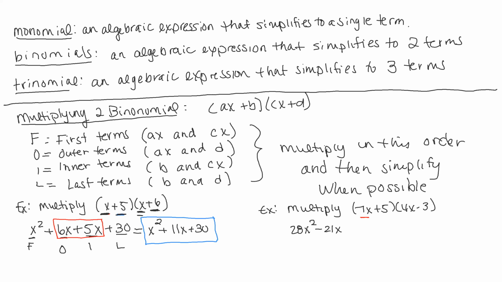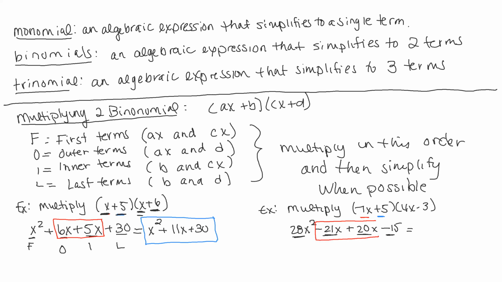I'm done with 7x. I now need to take the second term in the first binomial and distribute it through the second binomial. So I'm going to take the 5 and distribute it through 4x minus 3. So 5 times 4x, I get 5 times 4 is 20, keep the x. And then 5 times negative 3 is negative 15. So again, I multiplied my first terms, outer terms, inner terms, last terms. And we want to see if things will simplify.